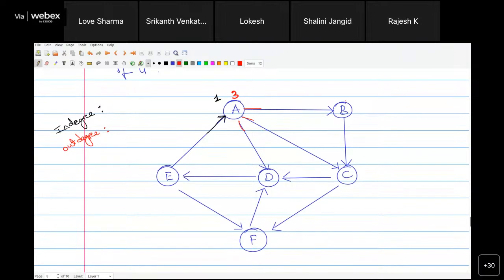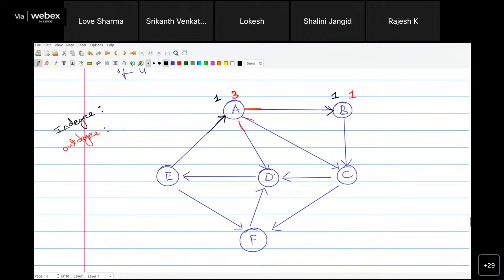Similarly, I will compute for B. So the in degree of B is, I have to look for how many edges are coming towards B. So there is only one edge coming towards B. So the in degree of B will be 1. And the out degree will be the number of edges that are going away from B. So one edge is going from B. So again 1. So now what will be the in degree of D?